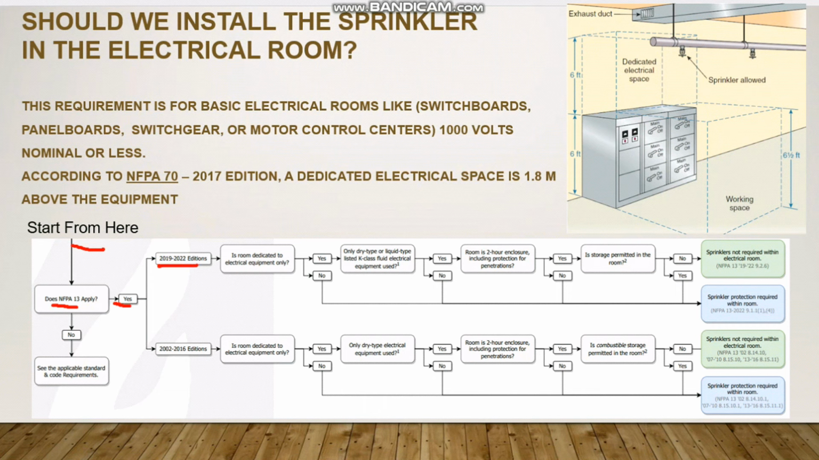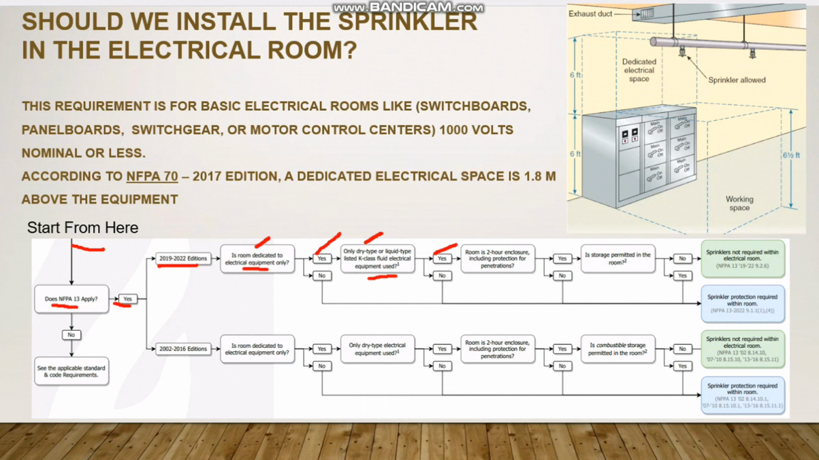If it is yes, then is the room dedicated to electrical equipment only or not? For example, consider we have the electrical room, and this is dedicated only to the electrical equipment, so we are complying with this one. Then we need to check whether only dry type or liquid type listed K class fluid electrical equipment is used or not. Normally we have the dry type, oil type. For example, a transformer: dry type of transformer, oil type of transformer. There are different cases. Here they are asking particularly for the dry type or not.